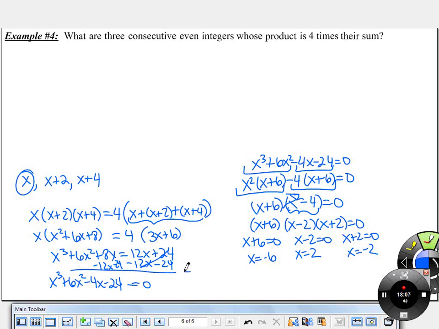Either the first integer is negative 6, which means the next one's negative 4, and the next one's negative 2, because those would be 3 consecutive even integers. Or the first one is 2, and the next one is 4, and the next one is 6. Or the first one's negative 2, the next one's 0, and the next one's 2. And you can check. For each of these sets of numbers, multiply them together and see if that's equal to the same thing as if you multiply 4 times their sum. And in each of these cases, it is. So there's 3 possible answers to this problem.